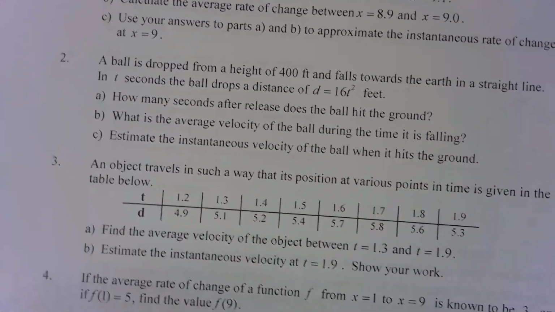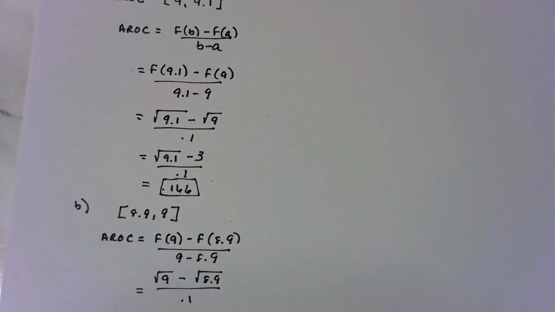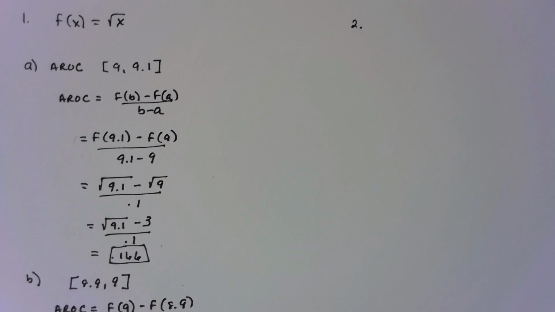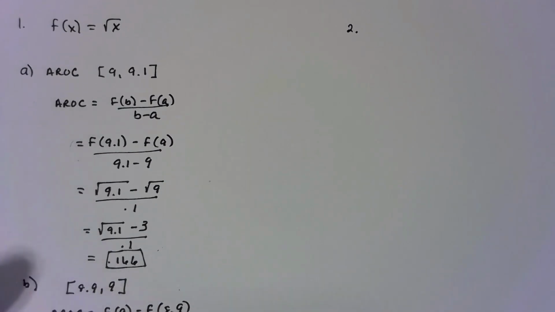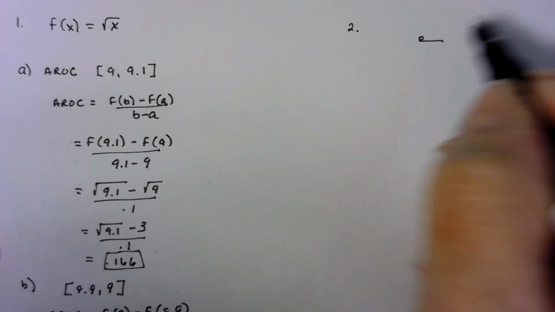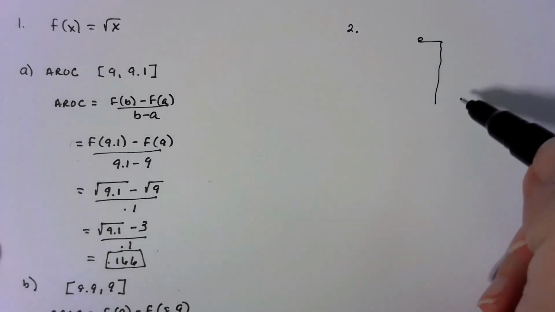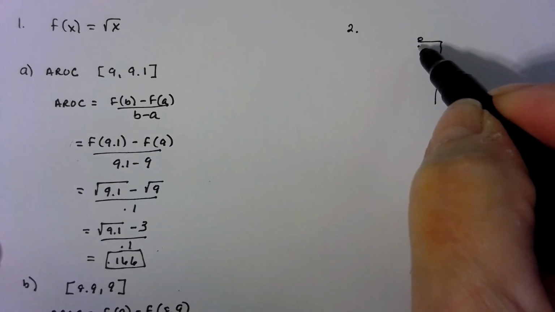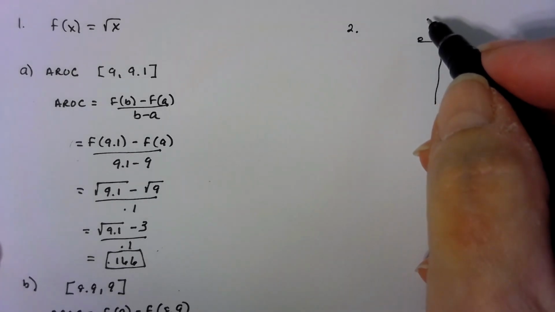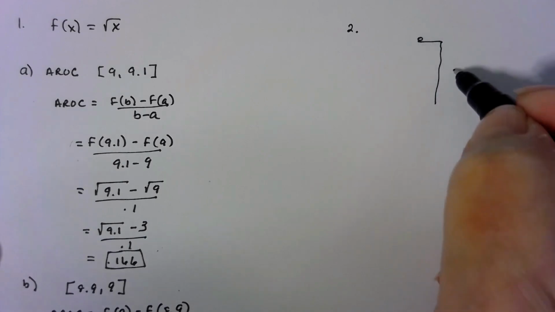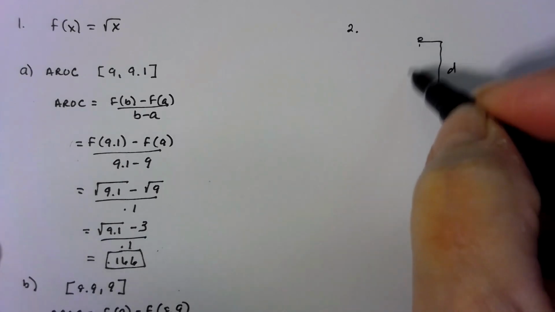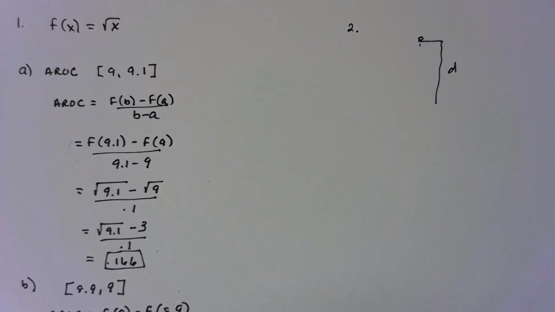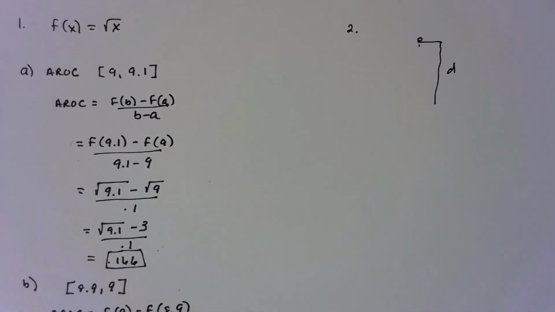So the idea here is that the ball is already 400 feet above the ground somewhere. Maybe it's on a shelf or a ledge. So here's the ball on some thing, maybe. And the distance that the ball drops is going to be represented by the 16t squared feet. So in part A, we want to figure out how many seconds it's going to take for the ball to hit the ground.